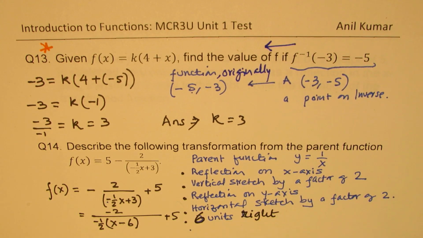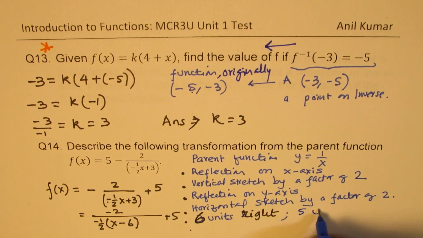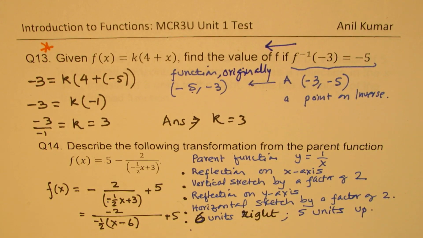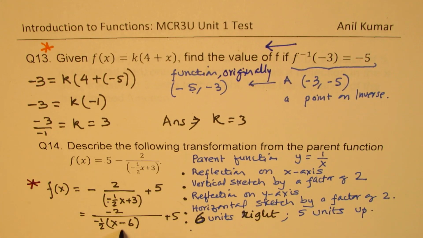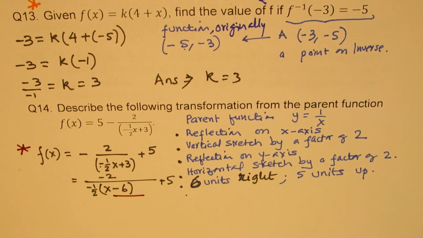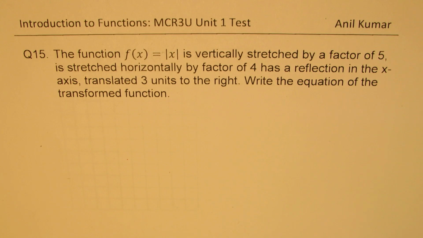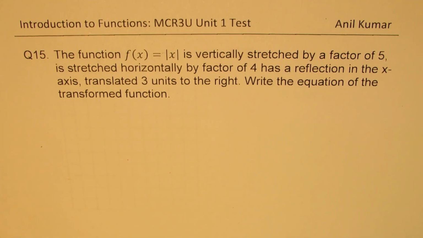Do you see that correction? Now that is very important. If you do not factor, you'll end up with a wrong answer at this place. 6 units right and 5 units up. Is that clear to you? So let me mark this. This is very, very important, and many times we have seen students making this mistake. Correct? So note, it is 6 units right and 5 units up. Perfect.